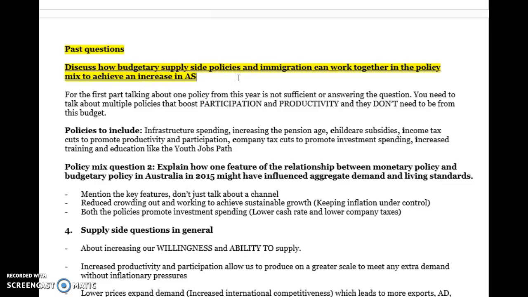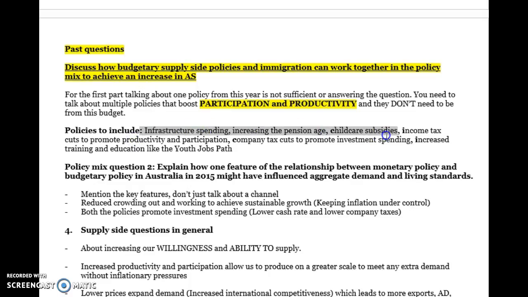What they really want you to do is analyse how the budget can be used to try and boost productivity and participation. Just talking about the decrease in the company tax or something like that is not a sufficient answer to this question. What you should be saying is that aggregate supply is about increasing firms' willingness and ability to supply. The government can implement a range of strategies to improve the willingness and ability to supply. This includes infrastructure spending, which would help to reduce capacity constraints in the economy.